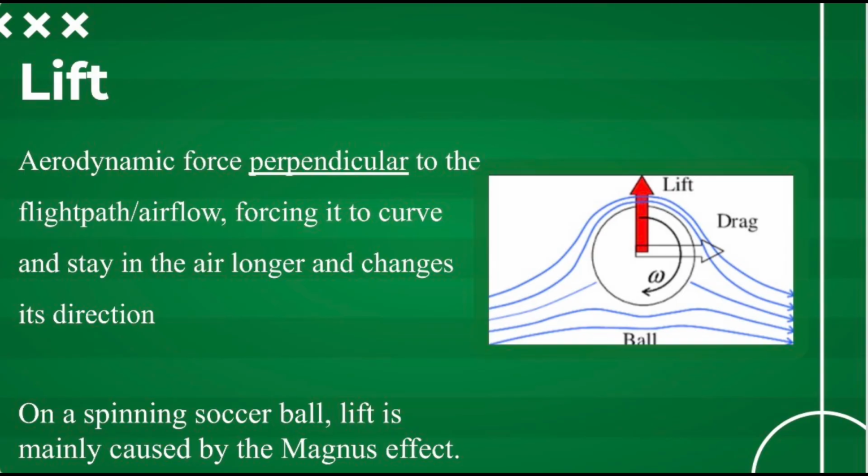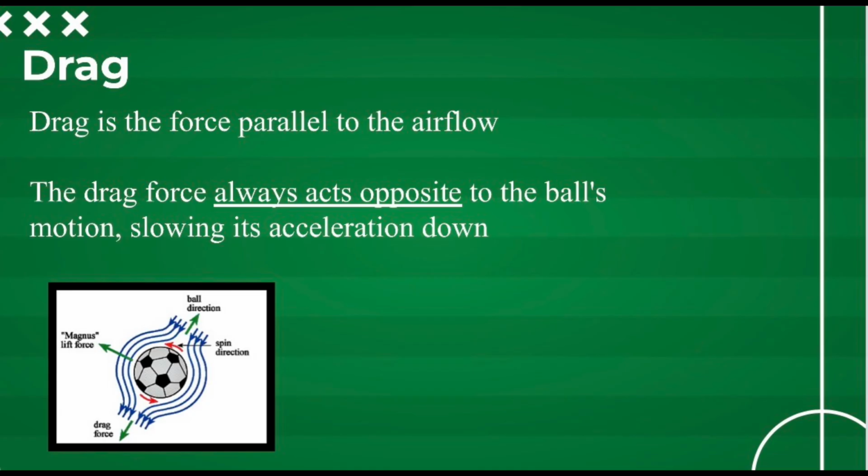On a spinning soccer ball, lift is mainly caused by the Magnus effect. Drag is the force parallel to the airflow. The drag force always acts opposite to the ball's motion, slowing its acceleration down.